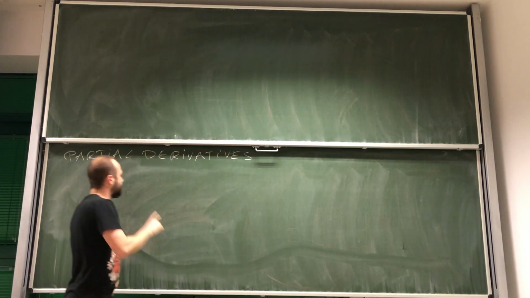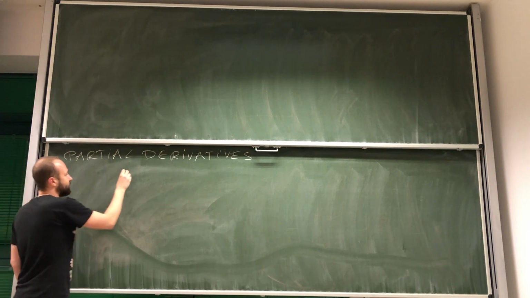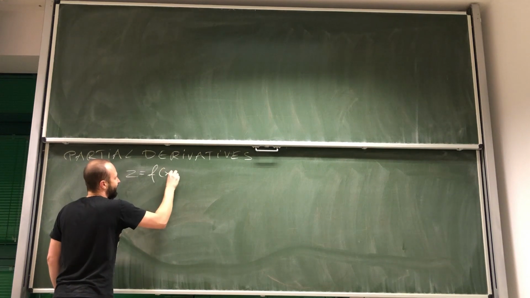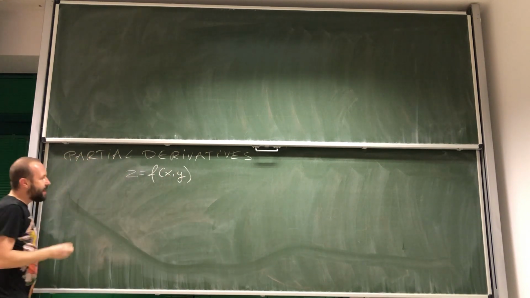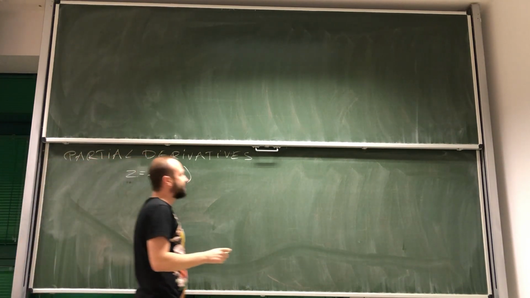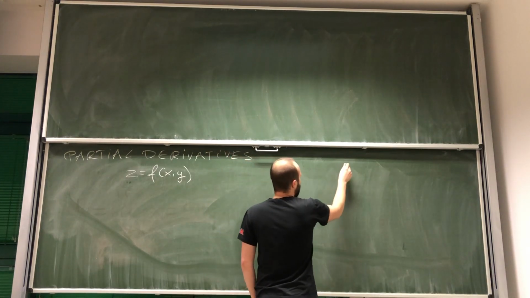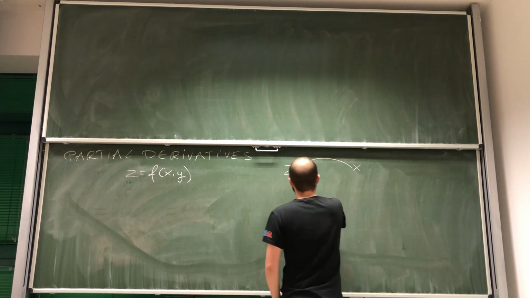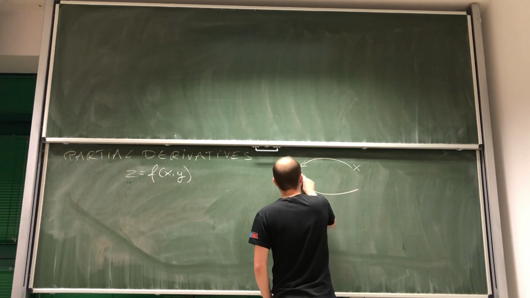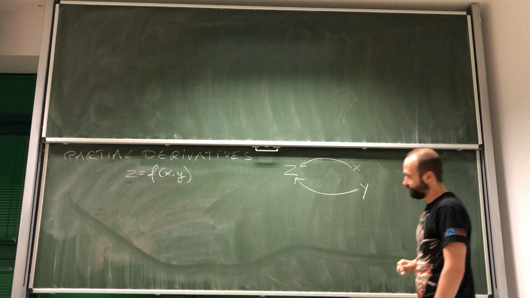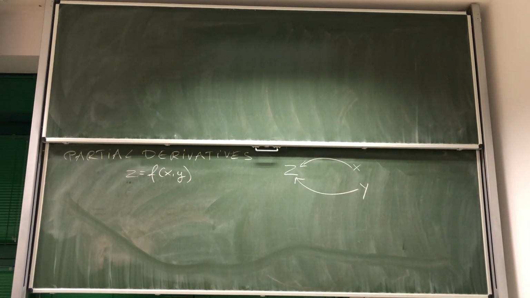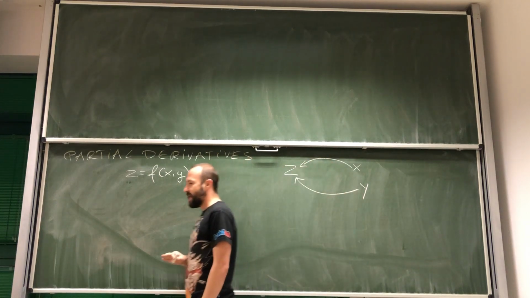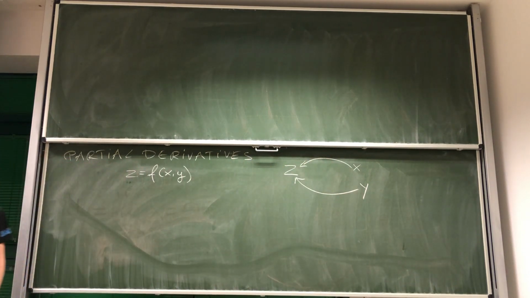Okay, so now we've got a function z is f of x and y. So look, now the value of z depends on one hand on x and on the other on y. Okay, so in this case, calculating derivatives might be a little bit tricky.